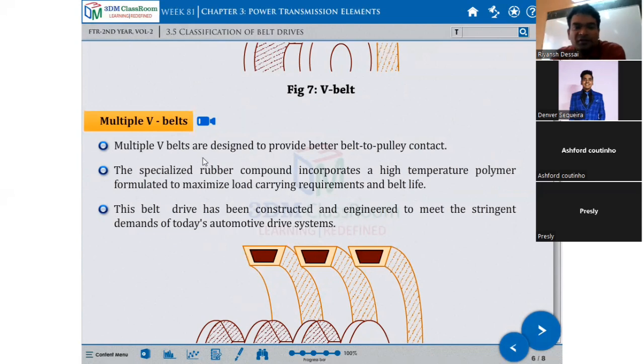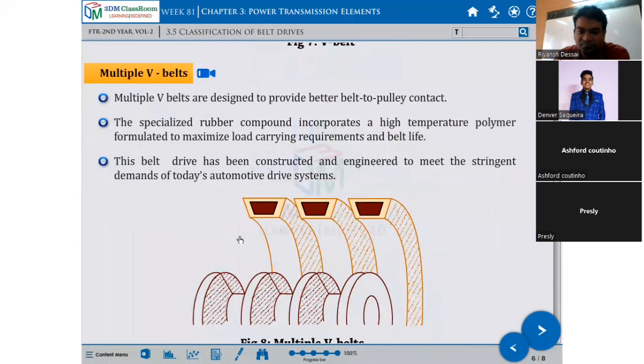Multiple V belts are designed to provide better belt to pulley contact. The specialized rubber compound incorporates a high temperature polymer formulated to maximize load carrying capacity and belt life. The belt drive has been constructed and engineered to meet the stringent demands of today's automotive drive systems.